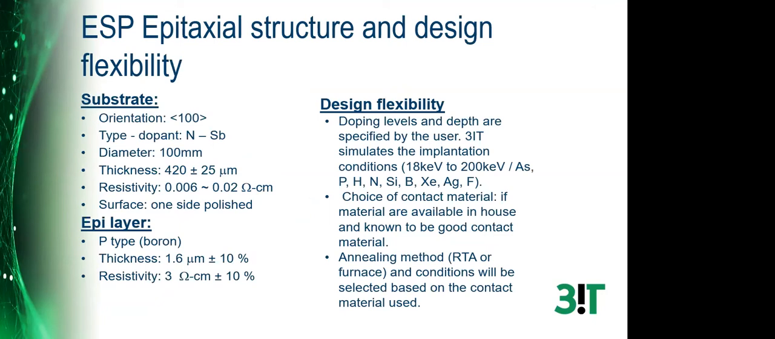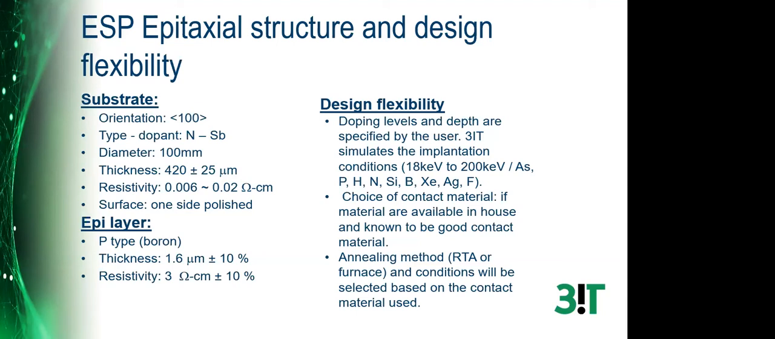So what is the base material for making these devices? Well, first we start off with a 100 silicon substrate, N-type Sb doped. They are 100 millimeter wafers, 420 microns thick with a resistivity between 0.006 to 0.02 ohm centimeter, and they are single side polished. The epi layer, which is on top, is boron doped, 1.6 micron thickness with a 3 ohm centimeter resistivity.